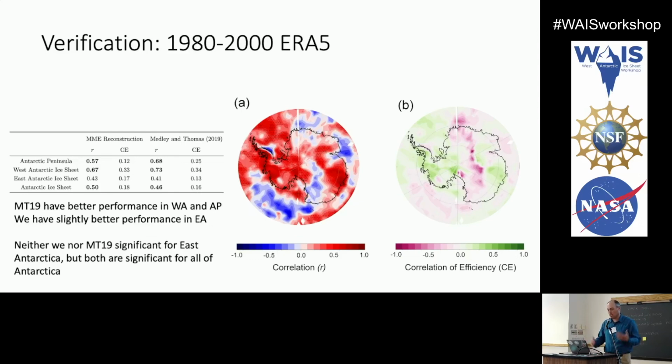And so we're going to be talking a lot about comparing with the Medley and Thomas 2019 paper, so that's what MT19 indicates. And what you can see is that we get pretty good reconstruction skill in the Antarctic Peninsula and the West Antarctic ice sheet, less so in East Antarctica, although we still get significant results for the Antarctic ice sheet altogether.